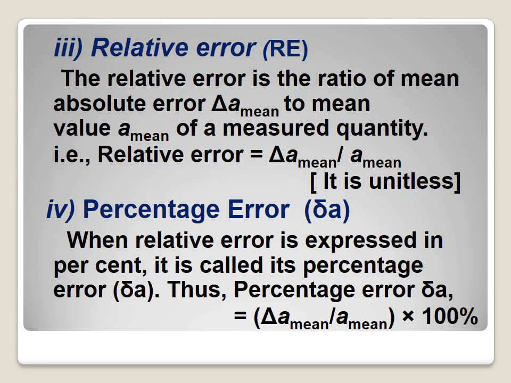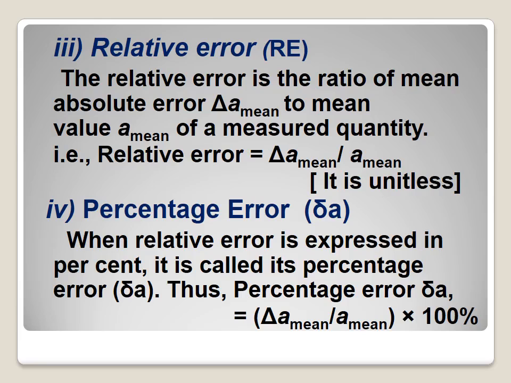Third one is relative error, which is represented by RE. The relative error is the ratio of the mean absolute error delta A mean to the mean value or arithmetic value A mean of a measured quantity. That is, relative error is equal to delta A mean divided by A mean.